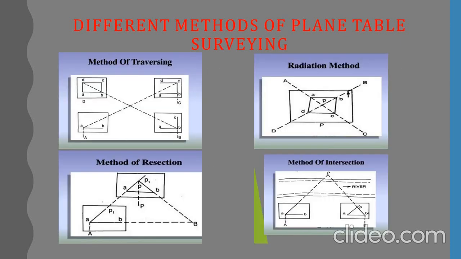You can see some of the images that I have attached in this slide. This represents the different methods of plotting. You can see top left is the method of traversing, then top right is the radiation method, and respectively the method of resection and the method of intersection.